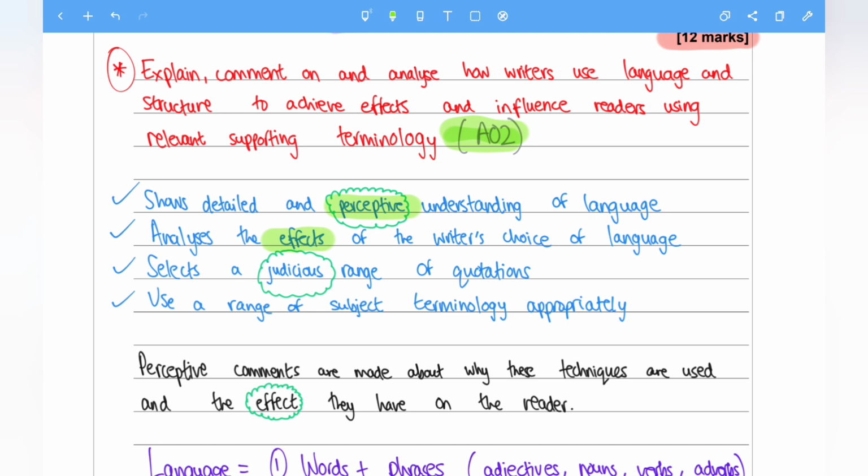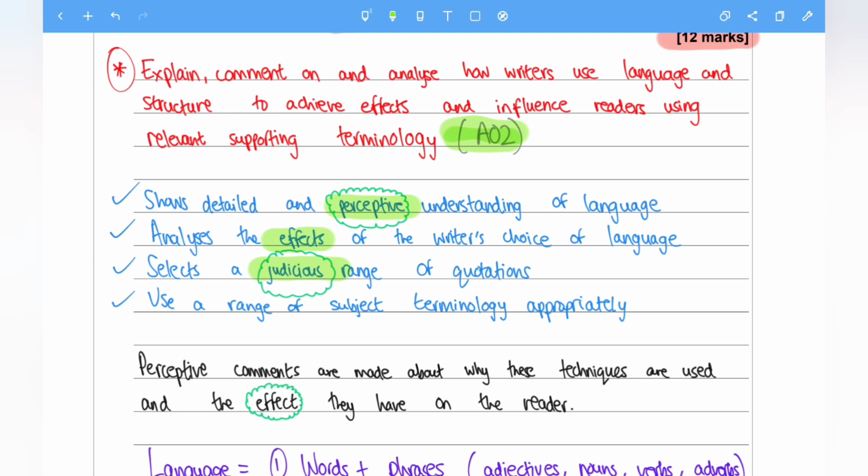Next up, selects a judicious range of quotations. Very important, a judicious range. This means you have to be very selective with your quotations. So do not just pick out any random quotes. Make sure you are very selective and you choose quotations that are best suited to answer the question. Now, often a lot of students choose the wrong quotations and they struggle to analyze the quote. So make sure you take your time picking out the right quotations to answer the question.